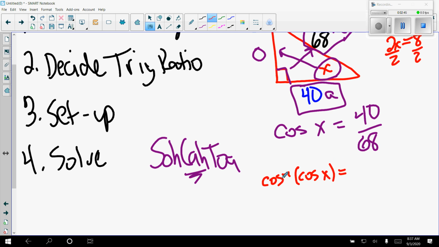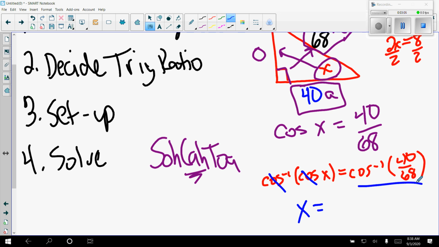Now what happens on one side has to happen on the other side, right? So we do it on both sides. When we do it on the left side here, and I know I'm using a lot of colors here to hopefully keep it straight, these actually cancel out. So I'm just left with x. Now on this side, that's all going to go into our calculator.